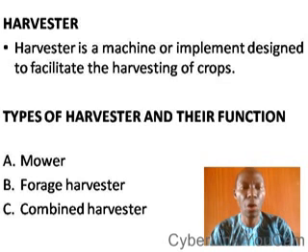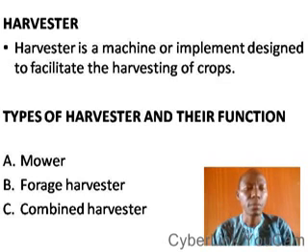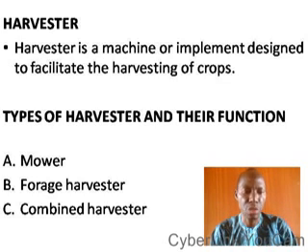Harvester is a machine or implement designed to facilitate the harvesting of crops. We say that it is a machine if it can work on its own, but it's an implement if you have to mount it to a tractor before it can carry out its function. We have types of harvester and their function. We have mower, forage harvester, combined harvester.